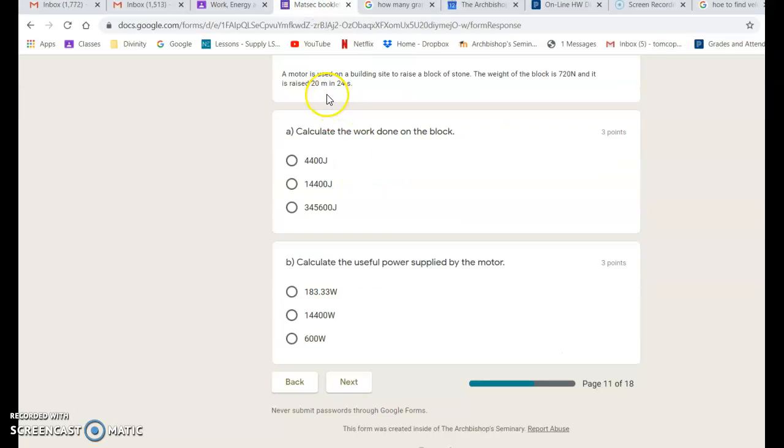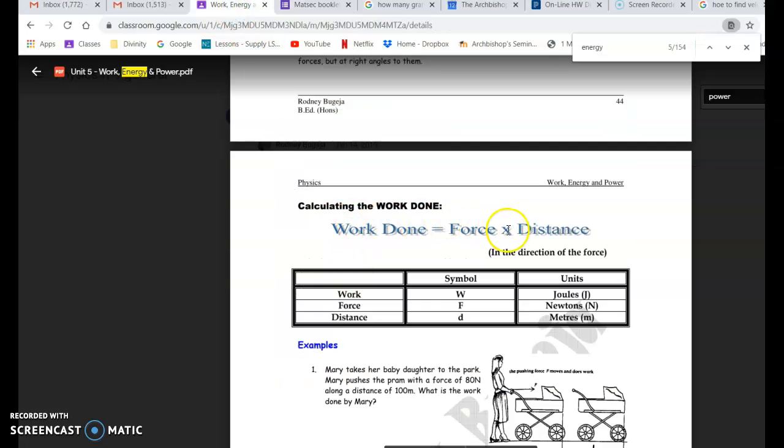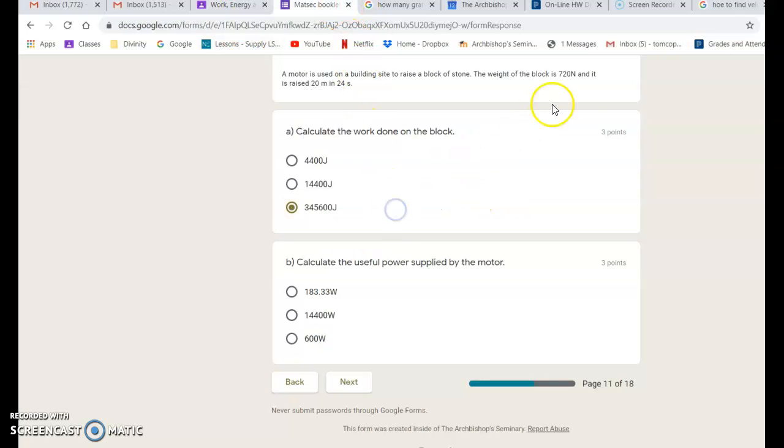Number 10. A motor is used on a building site to raise a block of stone. The weight of the block is 720 newtons, and it is raised 20 meters in 24 seconds. Now calculate the work done on the block. Now you know that work done equals force times distance. You have the force and you have the distance. So you can find work done in question A. It's either one of these three.